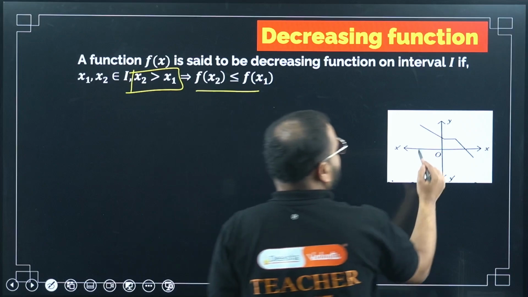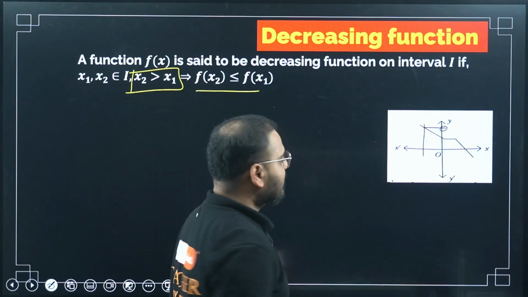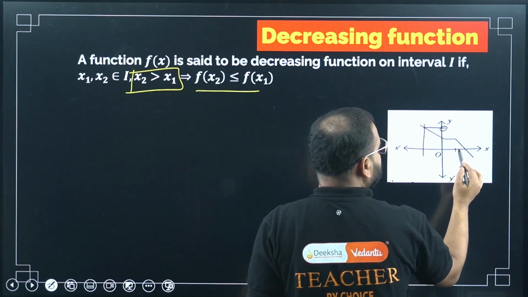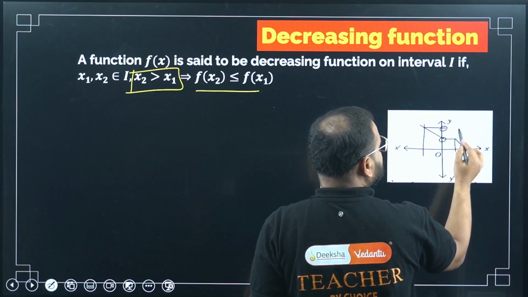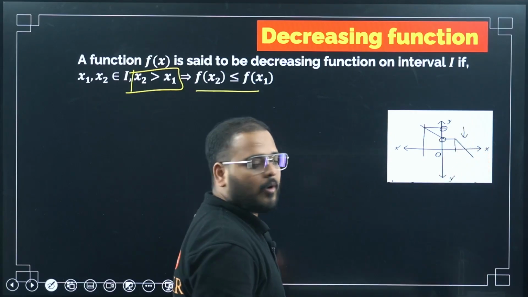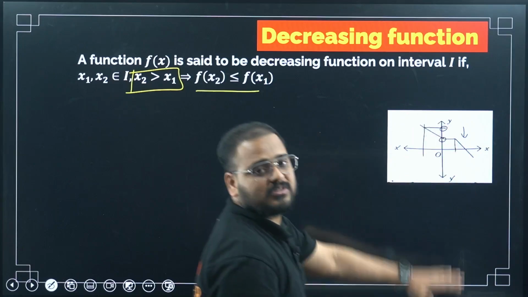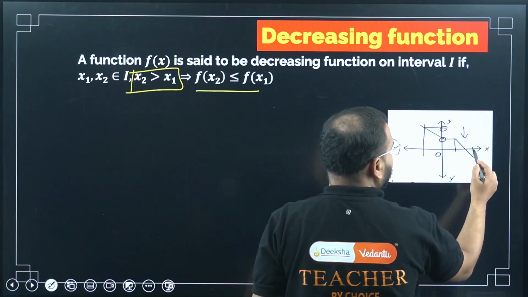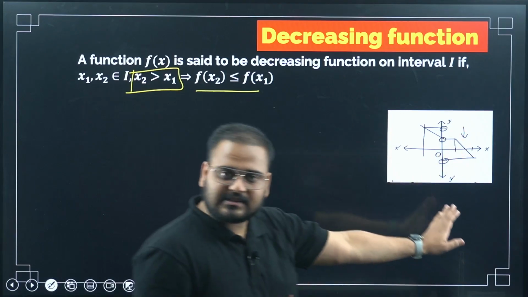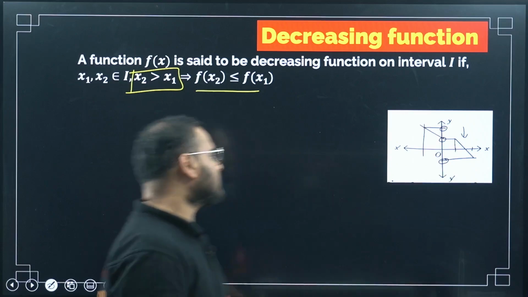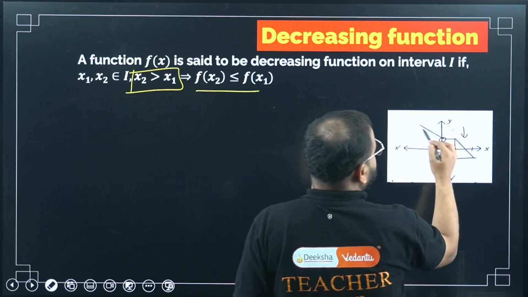Not able to relate? Please check. If I'm checking at this value, my y is over here. If I'm checking at this value, my y is over here. Isn't it decreased? Isn't there a drop? If I move from left to right, what is happening to the y value? y is coming down, sir. Every time I move from left to right on the x-axis, y value is coming down and down. The function is decreasing, sir. Let me erase this part.